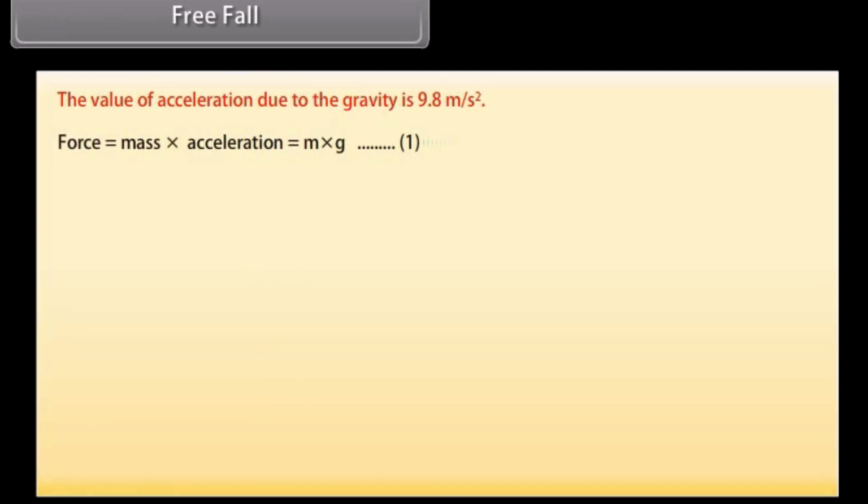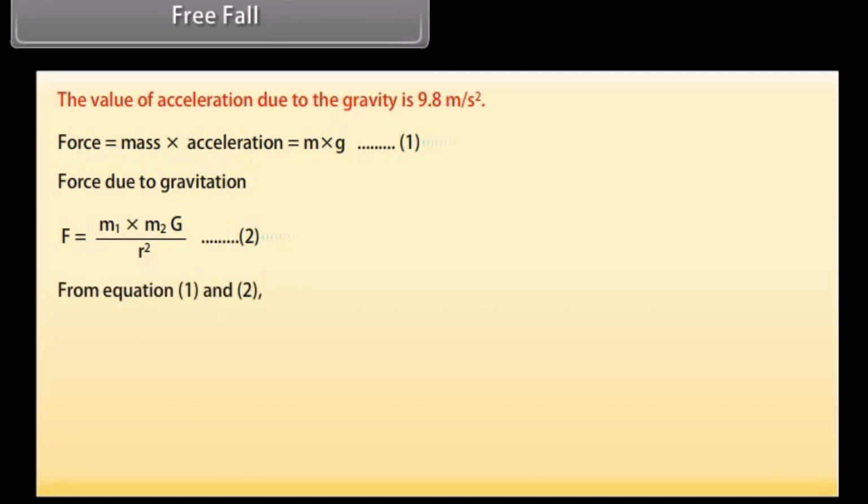Force is equal to mass into acceleration, which is equal to m into g, equation 1. Force due to gravitation, F is equal to G m1 into m2 upon r square, equation 2. From equation 1 and 2, m into g is equal to G m1 into m2 upon r square. g is equal to G M upon r square. g is equal to 9.8 meter per second square.